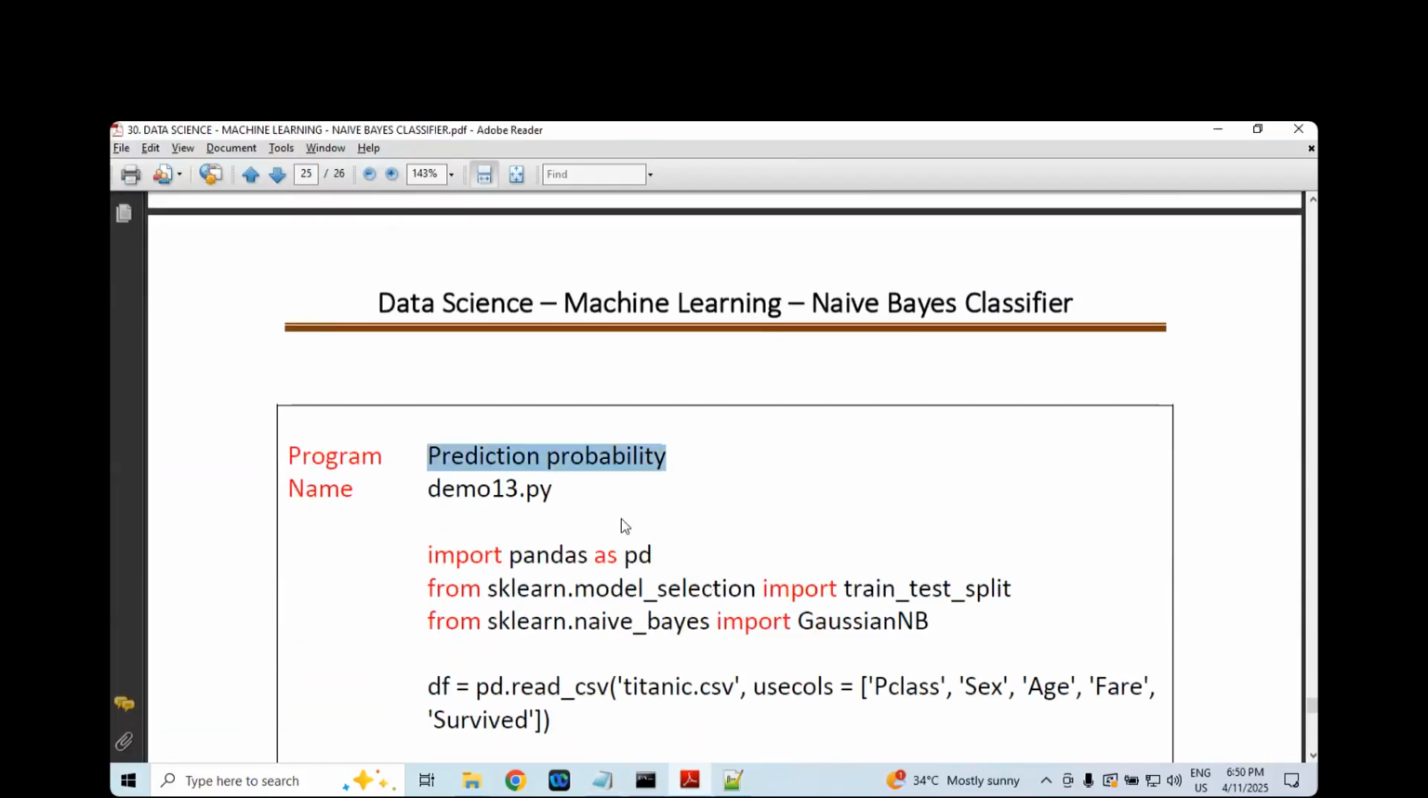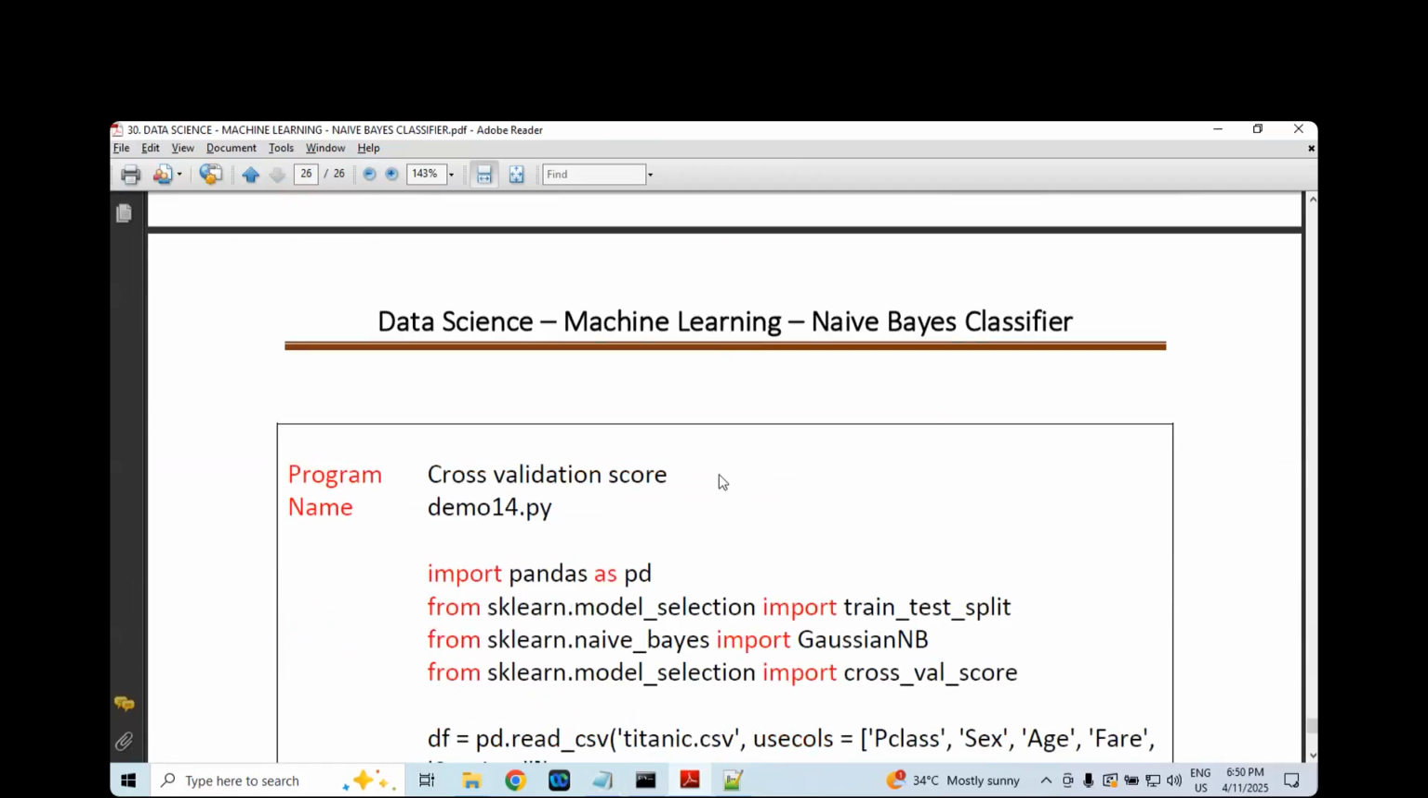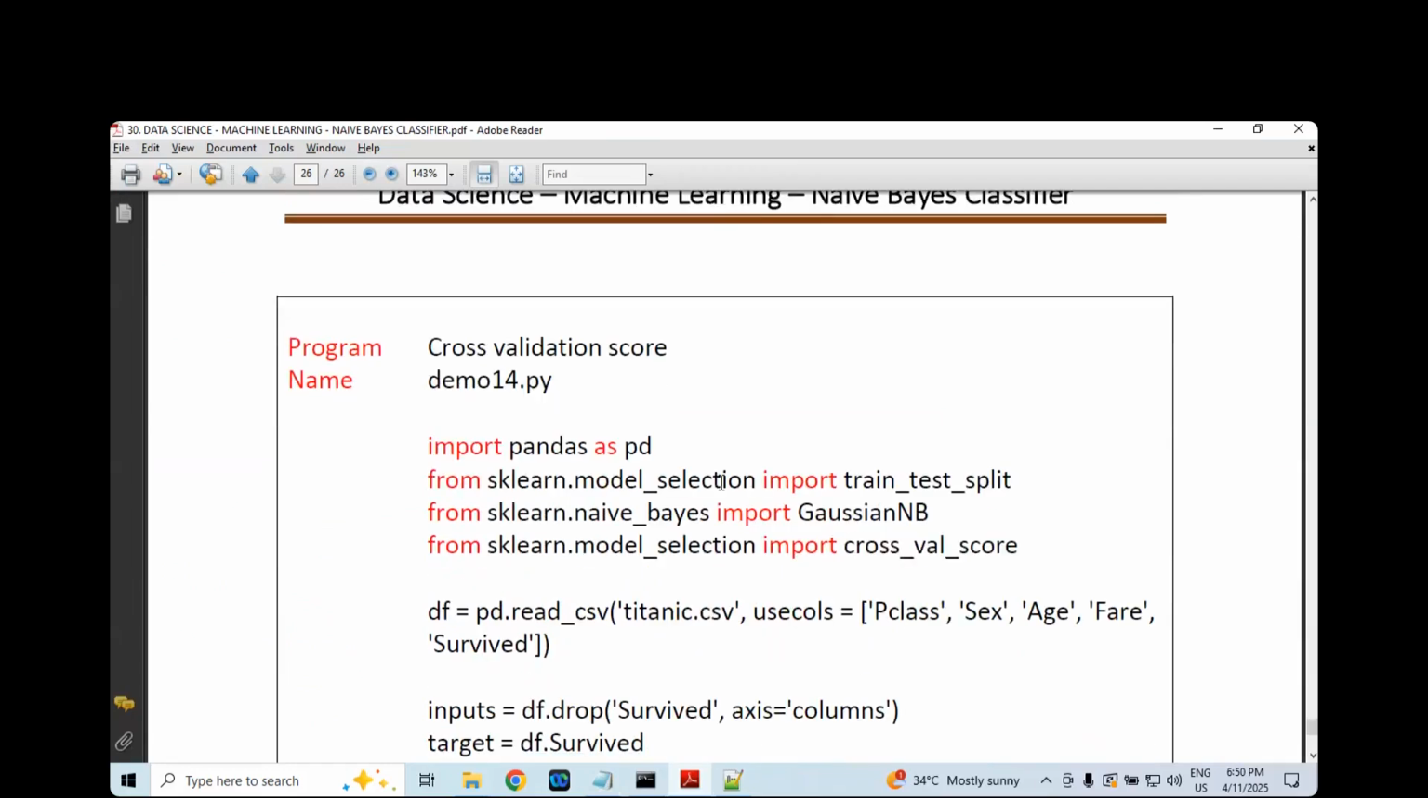Prediction probability. Yes, we can also do probability, but anyway it's not required. We are not using this, sir. We can ignore this. Cross validation score. What is this? Did you remember K-fold cross validation? Yeah, good. You can move on.